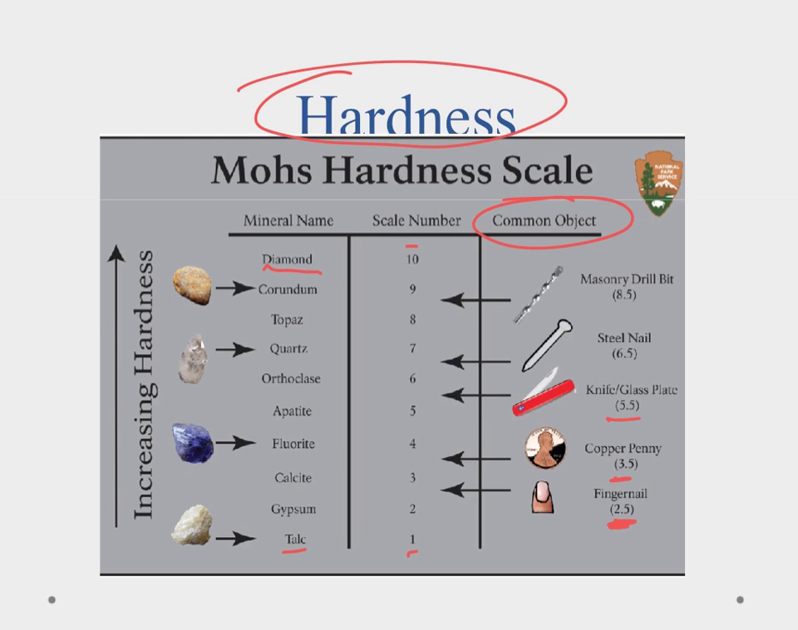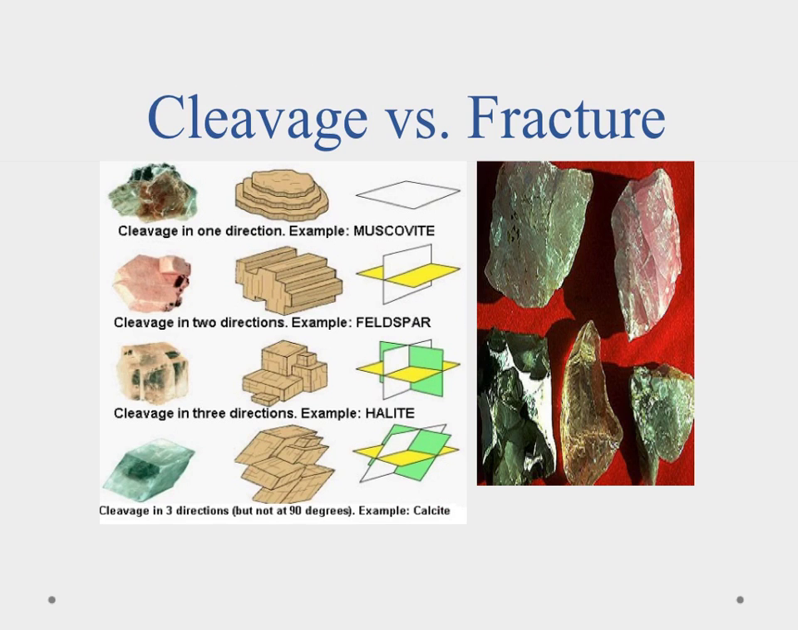We have a knife, our steel nails, and a masonry drill bit. You can see just by testing to see which one it scratches or is scratched by that's how we can determine hardness. And this is a really good indicator of what mineral it is. Now the next two terms we're going to go over are cleavage and fracture.